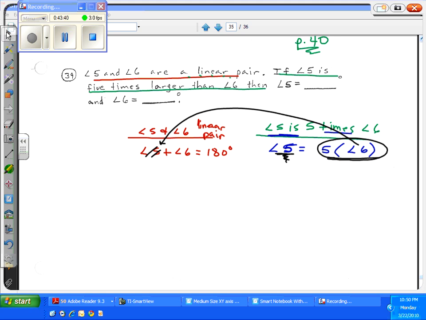So we're going to replace angle 5 with what it's equal to, 5 times angle 6. And so we have that plus angle 6 is equal to 180 degrees. And so now we're down to 1 variable, and so we solve using the order of operations. And the order of operations horseshoe is on page 33 of the Algebra 1 text.